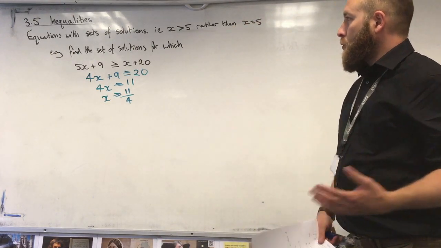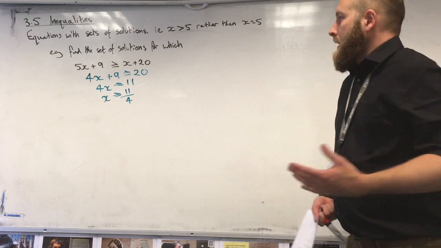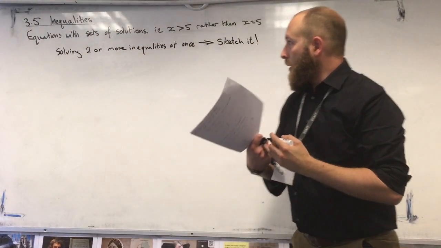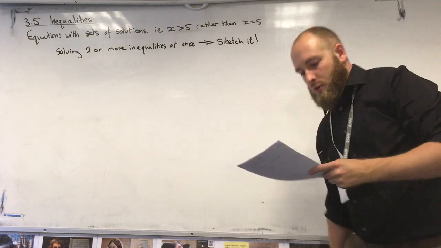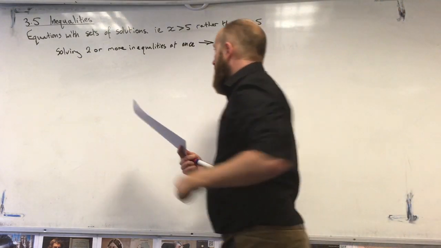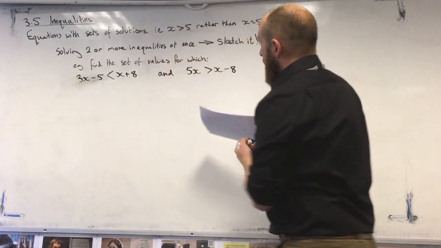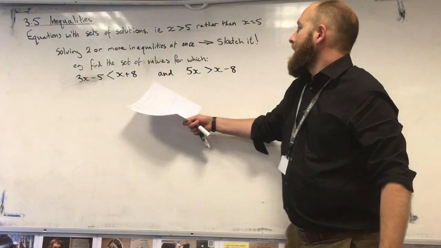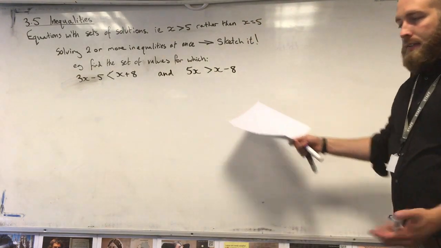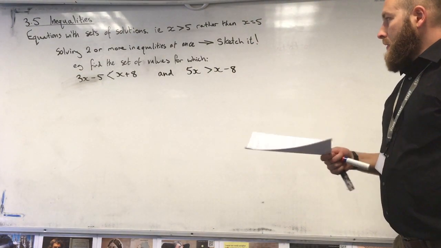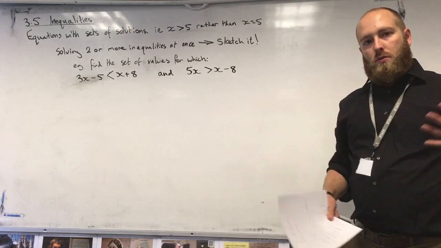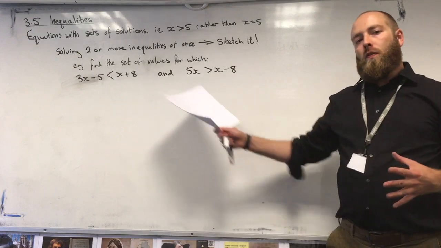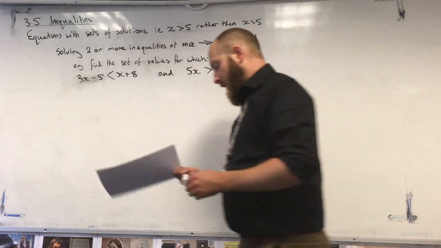Now we can solve two or more inequalities at once, and the best way to do that is to sketch them. So to show you this as an example, we're going to try and solve two inequalities at once. So we're going to try and solve 3x minus 5 is less than x plus 8 and 5x is greater than x minus 8 at the same time. So we're going to solve both and then sketch the results on a number line to try and find the set that works for both of these inequalities.